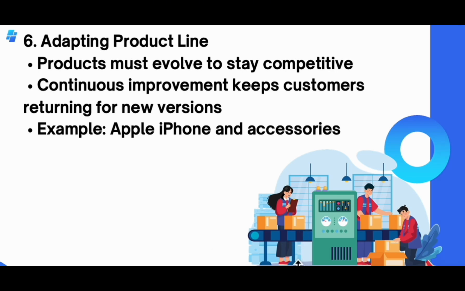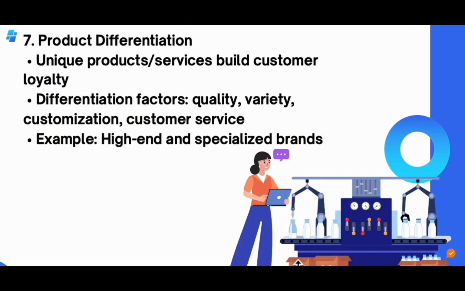So, number 7, product differentiation. So there is importance to product differentiation. When a product or service is unique, customers are more likely to stay loyal than to switch to a competitor. Differentiation can be based on quality, so high standards in materials or production, and also variety. It offers models and customization options. So businesses offer different qualities and at the same time different models.